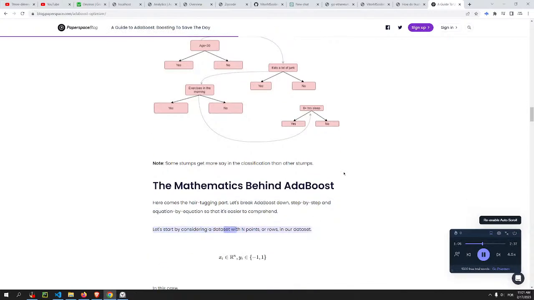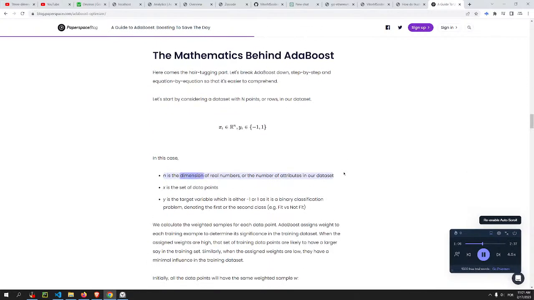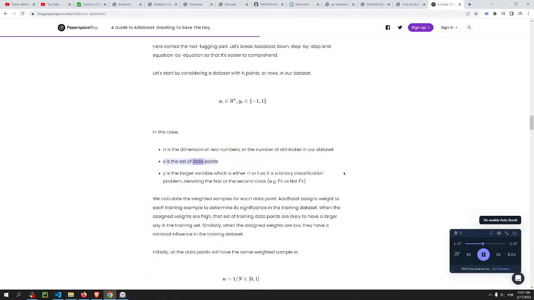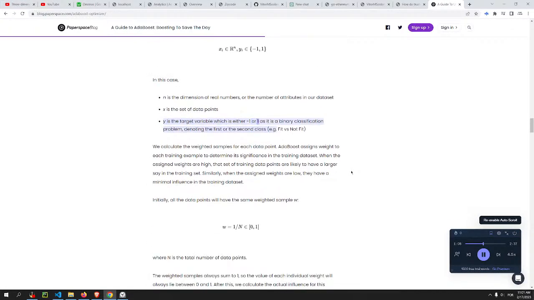Let's start by considering a dataset with n points, or rows, in our dataset. N is the dimension of real numbers, or the number of attributes in our dataset. X is the set of data points. Y is the target variable which is either -1 or 1 as it is a binary classification problem, denoting the first or the second class, fit vs not fit.